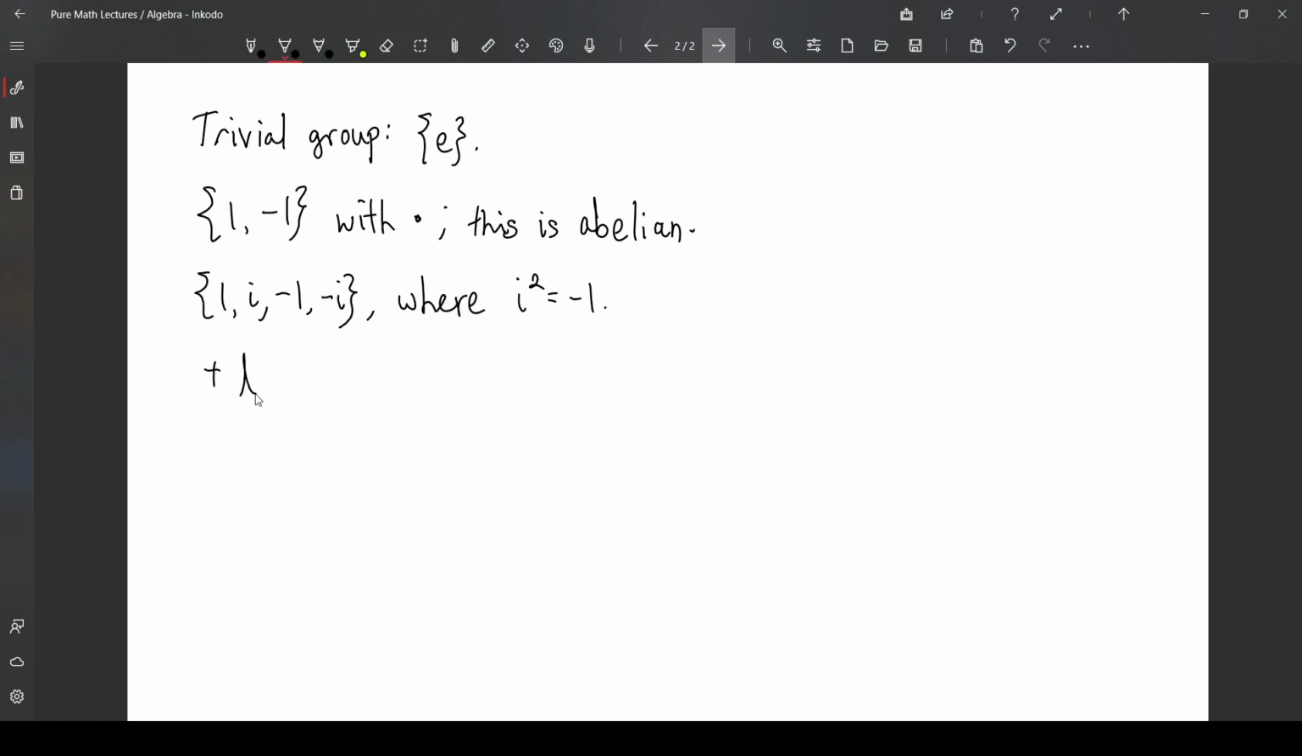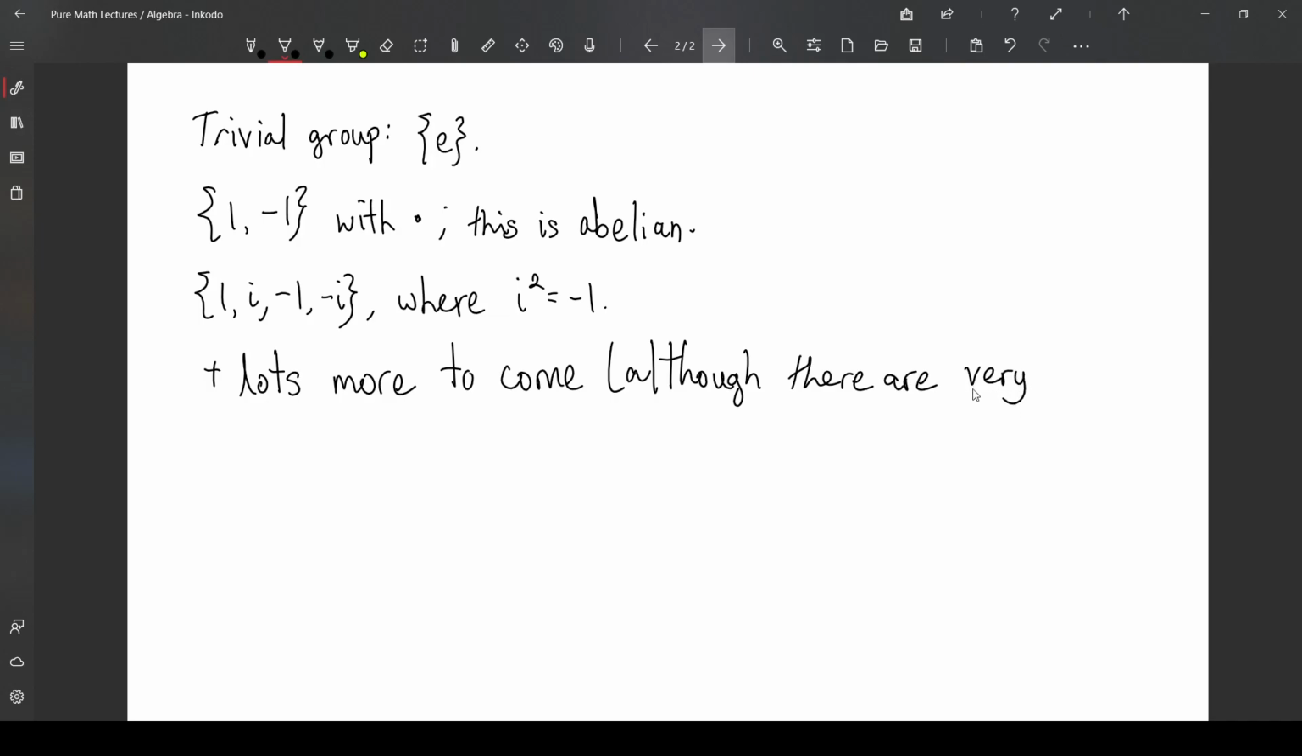And there's going to be lots more to come, although there are very important examples I won't cover in the interests of time.